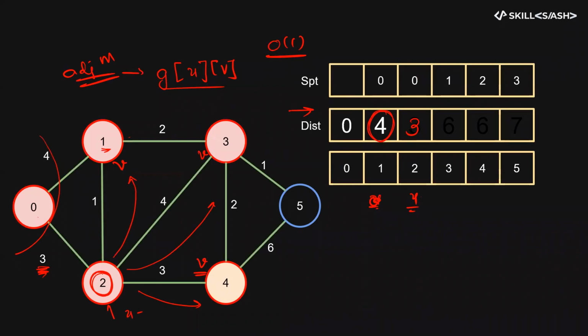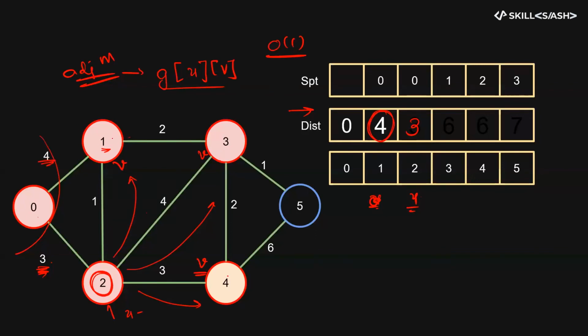Why? Because the rest of the nodes, let's say 3, can be reachable via 3 plus 4, 7, or 4 can be reachable via 3 plus 3, 6. So what is the minimum distance from source? The minimum distance from source after 2 is 1, which has a distance of 4.